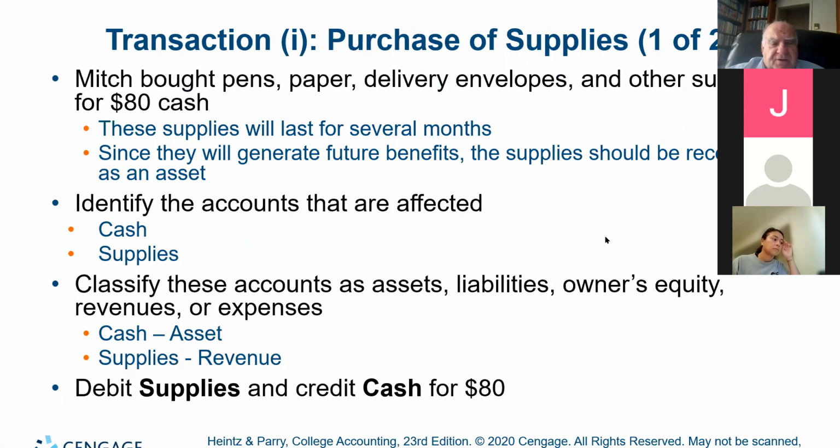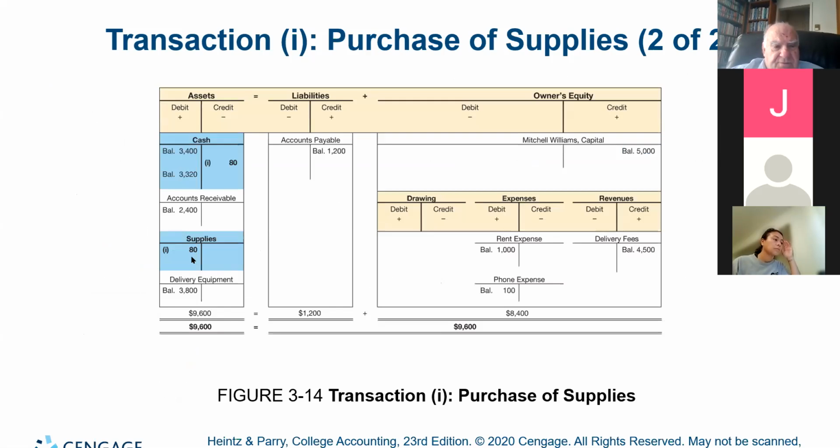Purchase supplies. Well, this is an asset we decided. We decided these supplies will last for 7 months. Since they will generate future benefits, the supply should be recorded as an asset, okay? So we have two asset accounts involved, cash and supplies. Cash is an asset. Supplies is, it says revenue here. That's totally wrong, the bottom of that slide. We're going to debit supplies and credit cash. We just exchanged one asset for another. Notice that our equation is still in balance. 9,600 assets equals liabilities, 1,200 plus 8,400 in equity. Owner's capital.